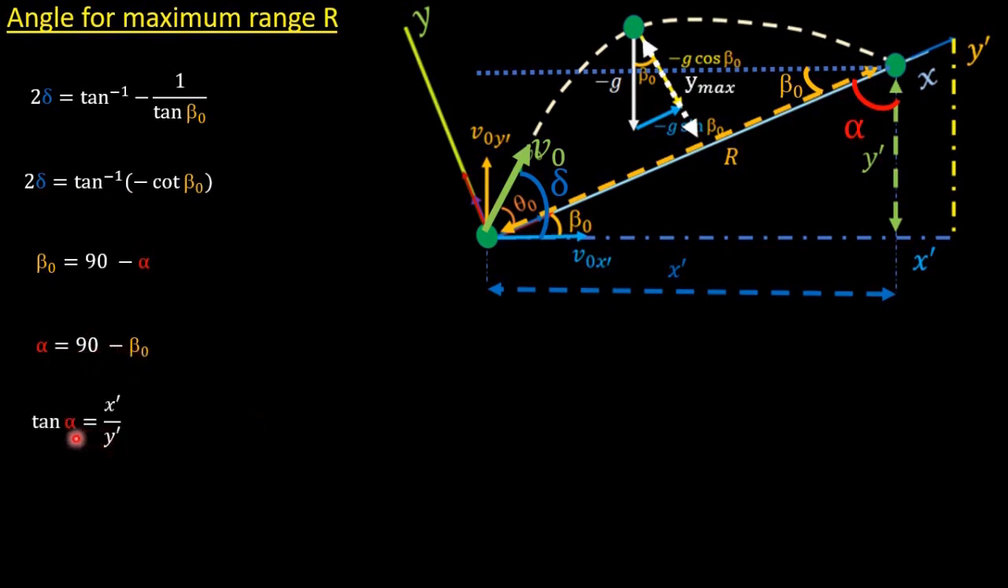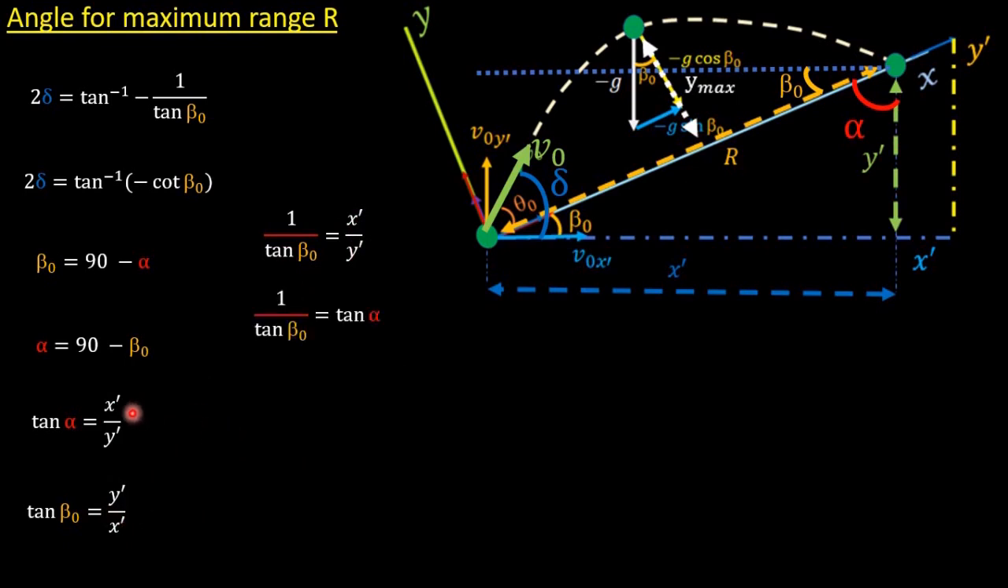And then I can say tan alpha equals x prime over y prime. So x prime there is the opposite and y prime is the adjacent. And I can say tan beta equals y prime over x prime. Again using trigonometry here, here's our angle beta, y prime is the opposite, and x prime is the adjacent. So tan beta equals y prime over x prime, and then 1 over tan beta equals x prime over y prime. I've just flipped this over.